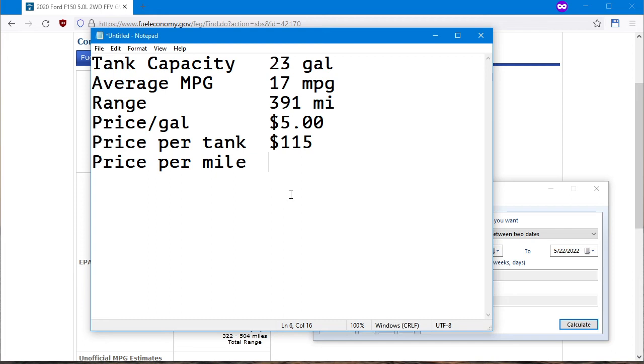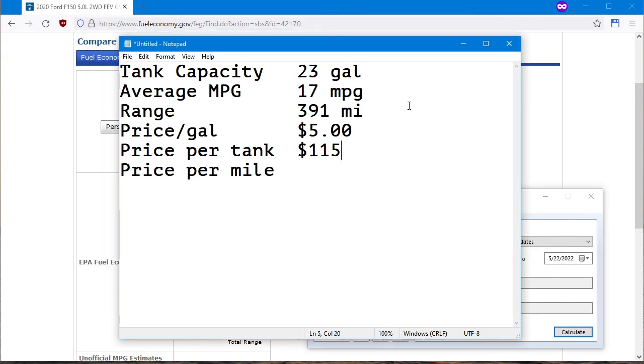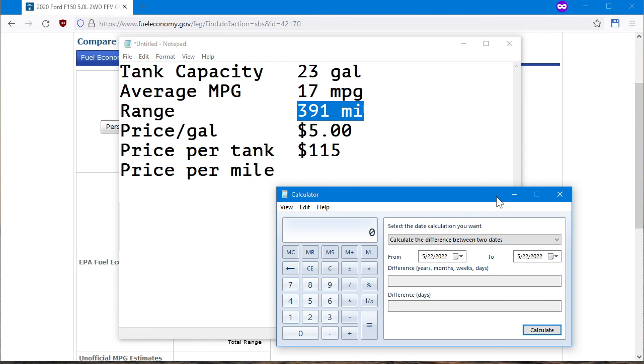So what do we do to get the price per mile? The answer is that we have to divide the price per tank by the range. So 115 divided by 391. Oh, good Lord, how American is this?